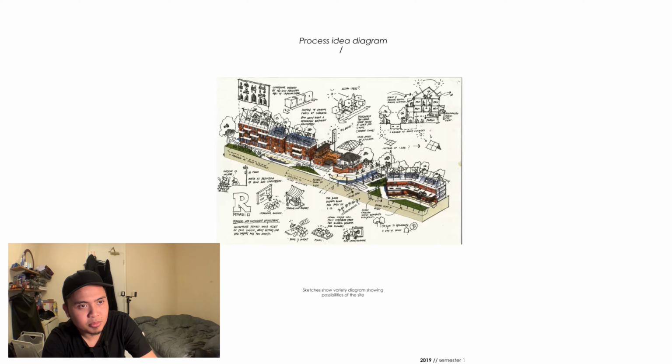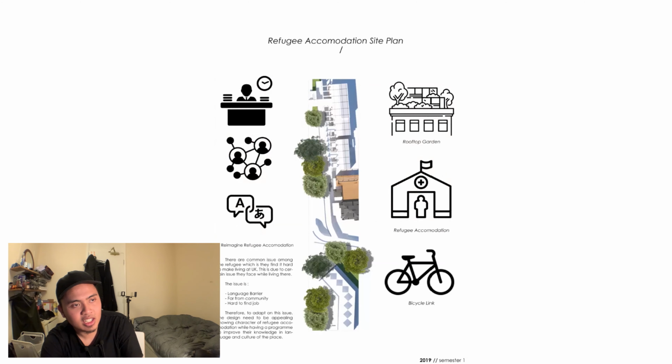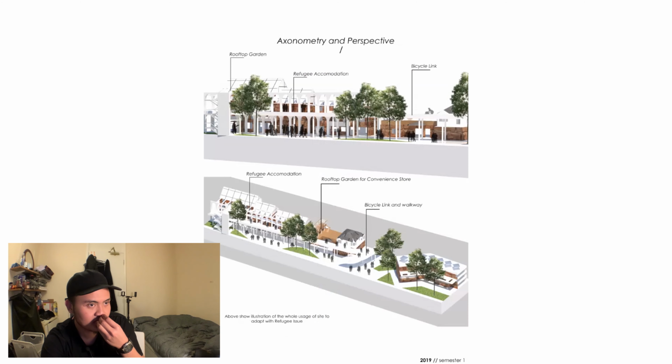how to separate while merging the idea from the week before, and having an identity facade so that people know that this is the refugee accommodation for this particular culture. And this is the plan, which is still a continuous idea from the week before. And this is the perspective and axonometric showing the zoning from active to passive.